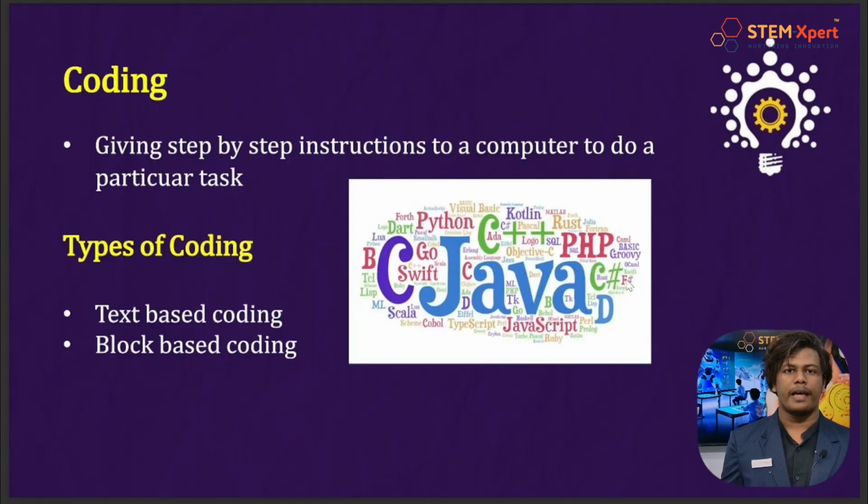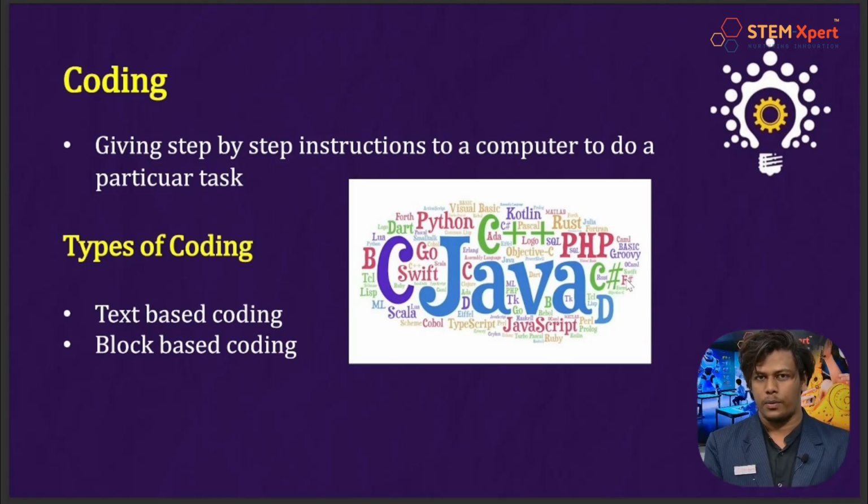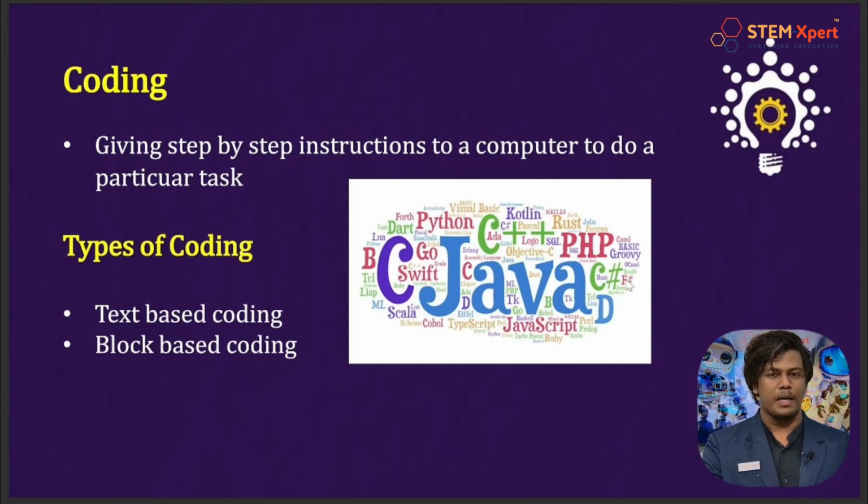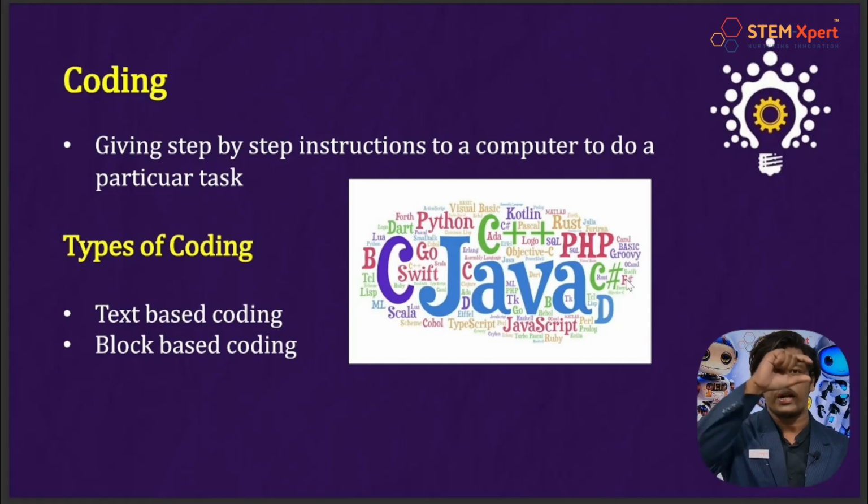And there are two types of coding: text coding and block coding. Text coding means we need to type the code. And block coding is going to be easy because all we need to do is just drag and drop. I'm going to show you that. Here we'll be using the Scratch software, I told you before, right? We will be using block coding. All we need to do is just drag and drop.